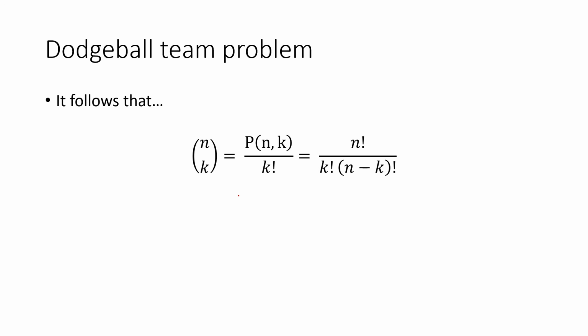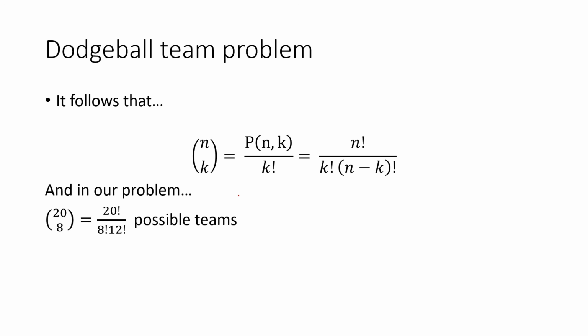Now if we try to derive a formula, it follows that n choose k equals the k permutation on n divided by k factorial. If we extrapolate that, we get n factorial over k factorial times n minus k factorial to be our formula for n choose k. So if we plug in our numbers from our problem, we get that 20 choose 8 equals 20 factorial over 8 factorial times 12 factorial possible teams. And we'll see that that number is much less than the number of valid permutations, the 8 permutation on 20.